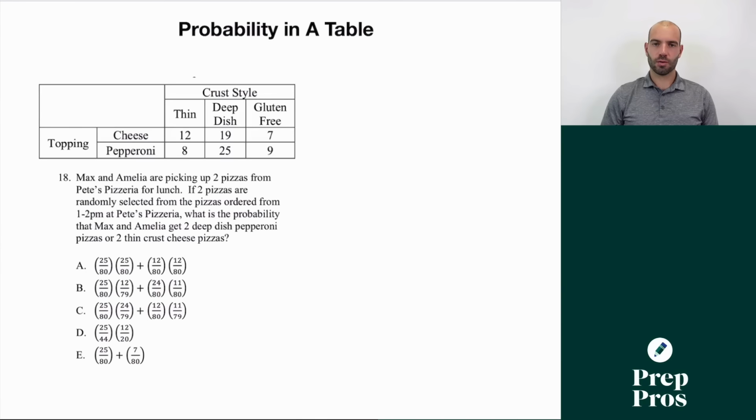On the recent ACTs in 2022, they'd love to ask you about finding the probability in a table like our example below. So say we're given this table about pizza. It says Max and Amelia are picking up 2 pizzas from Pete's Pizzeria for lunch.